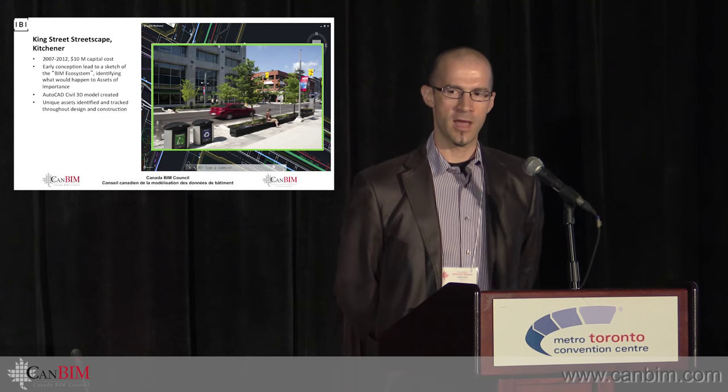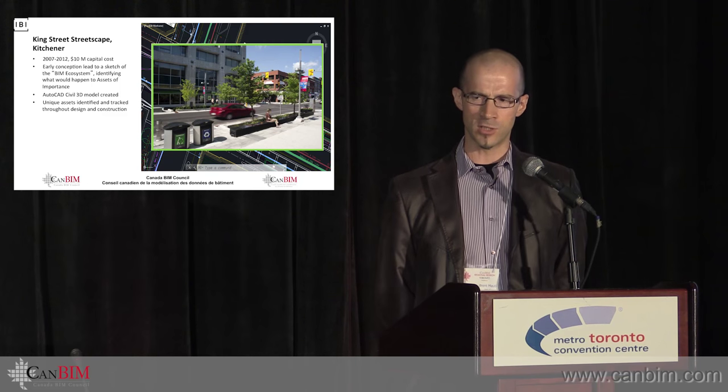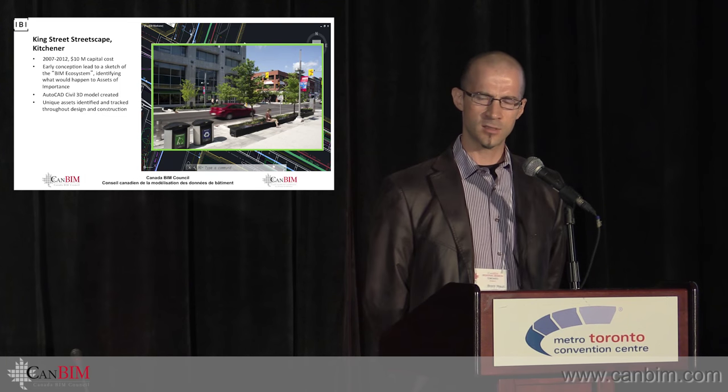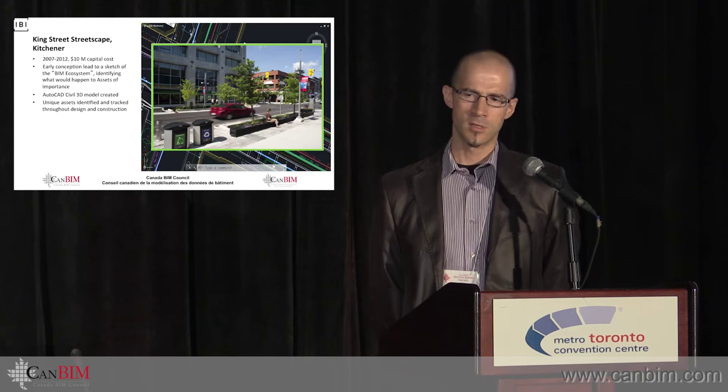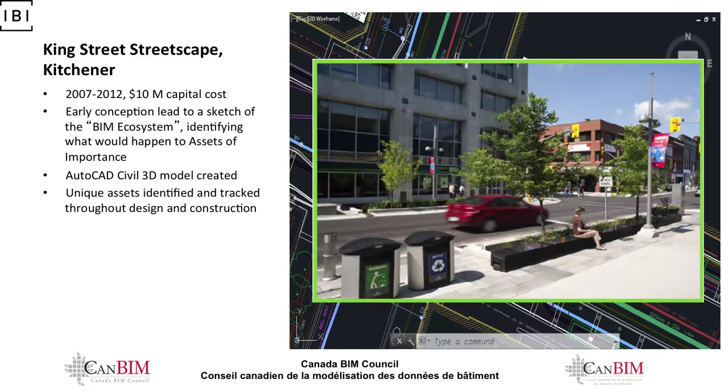In Kitchener, we had a streetscape project for King Street. And why I like it, it's a pretty simple project, but it has this concept of, let's talk about the BIM ecosystem. So the assets were pretty simple. Park benches, waste baskets, a little bit of road repair, repave, etc. Yet they all formed part of a larger asset ecosystem, if you will.